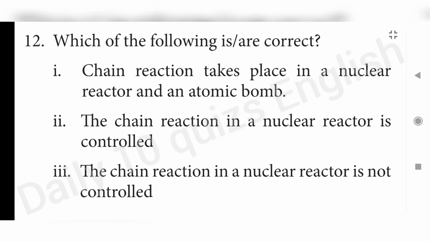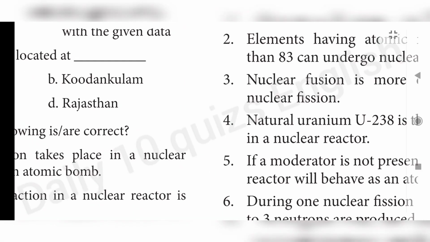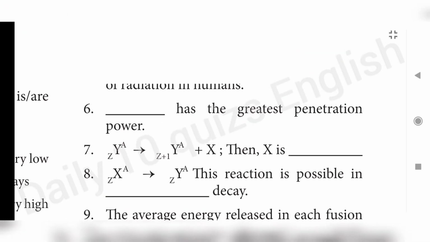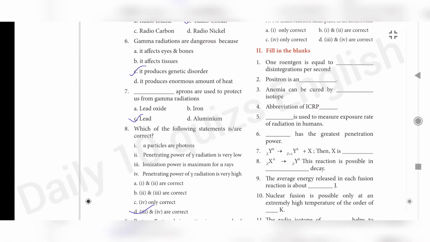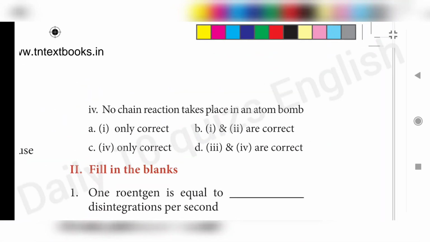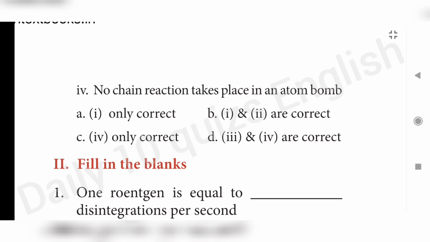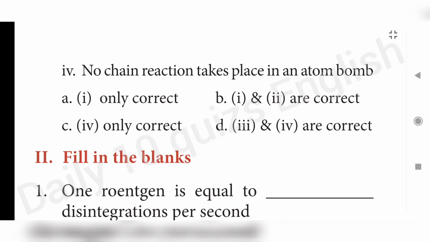Twelfth one. Which of the following is or are correct? Chain reaction takes place in a nuclear reactor and an atomic bomb. The chain reaction in a nuclear reactor is controlled. The chain reaction in a nuclear reactor is not controlled. No chain reaction takes place in an atom bomb. So the correct among these are the first one and second one. So option B, 1 and 2 are correct.